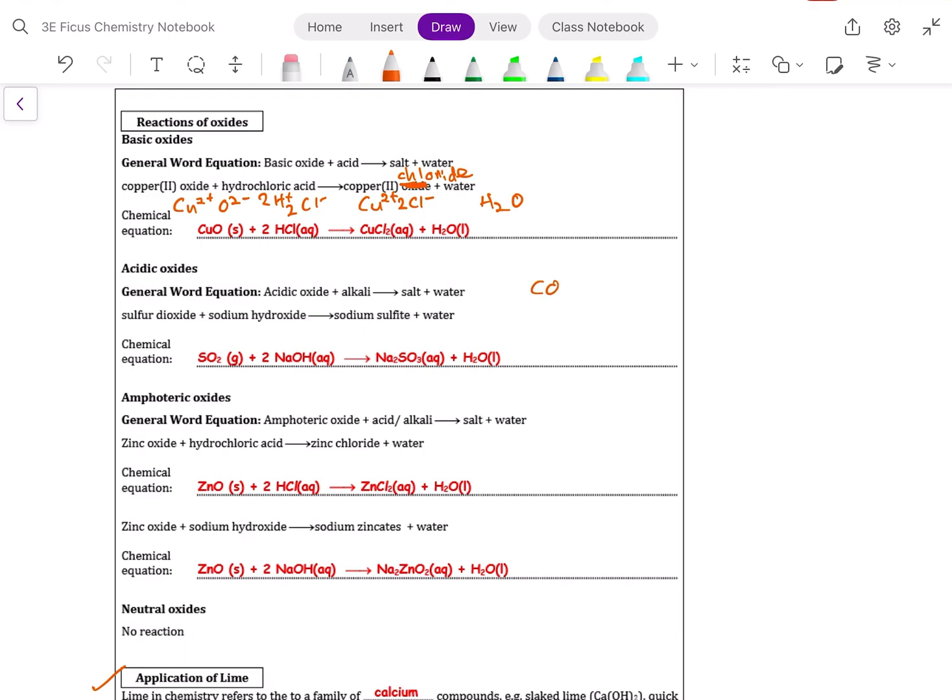I think something you're more familiar with when you did your lime water test is this. This one is the white precipitate. And then you have water. Sulfite is SO3 2 minus. Then sodium is Na plus. The formula is Na2SO3.